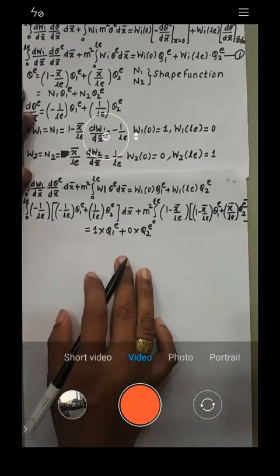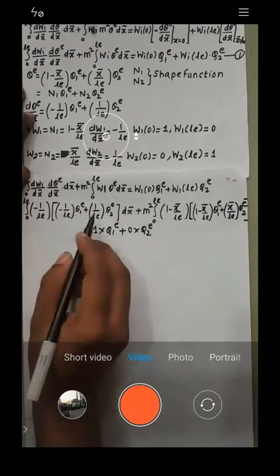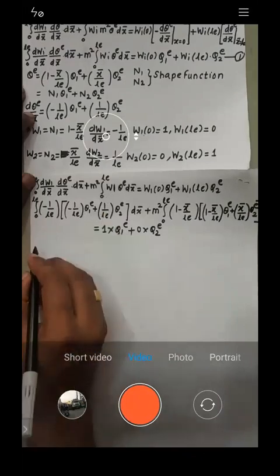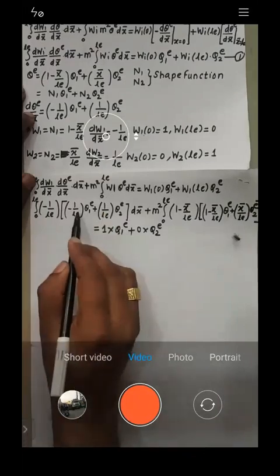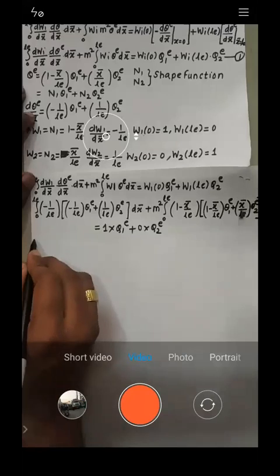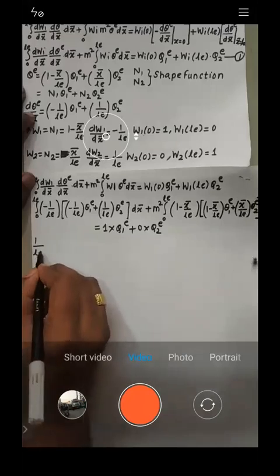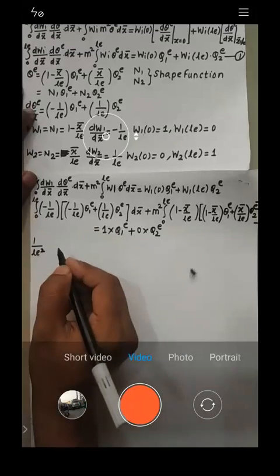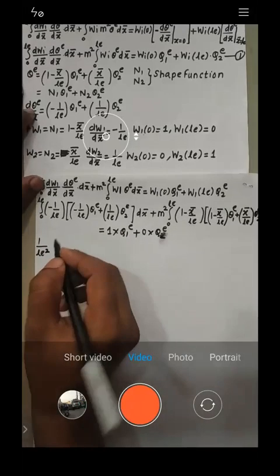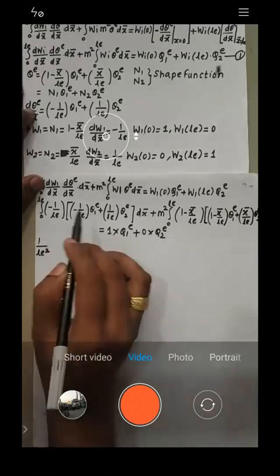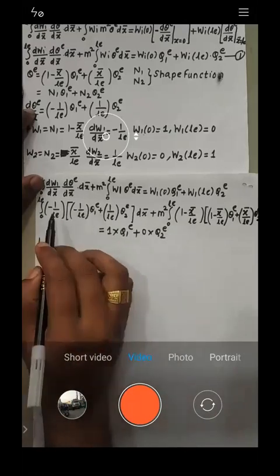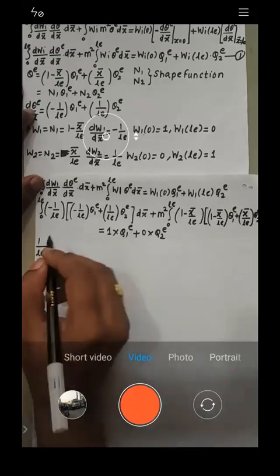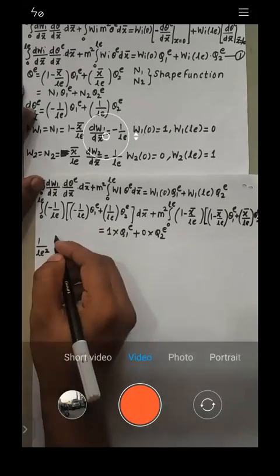Okay, now tell me what is to be done. Can I take minus 1 by LE common from here? This minus 1 by LE and this minus 1 by LE will give you 1 by LE square. So what is remaining here? Theta 1E minus theta 2E.